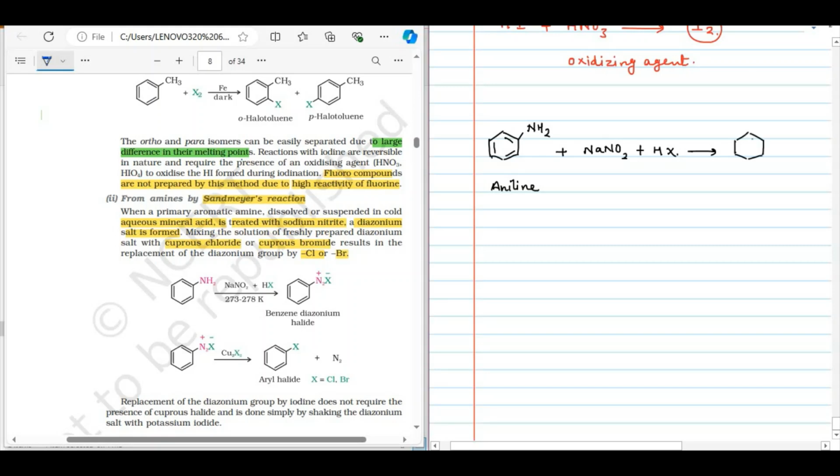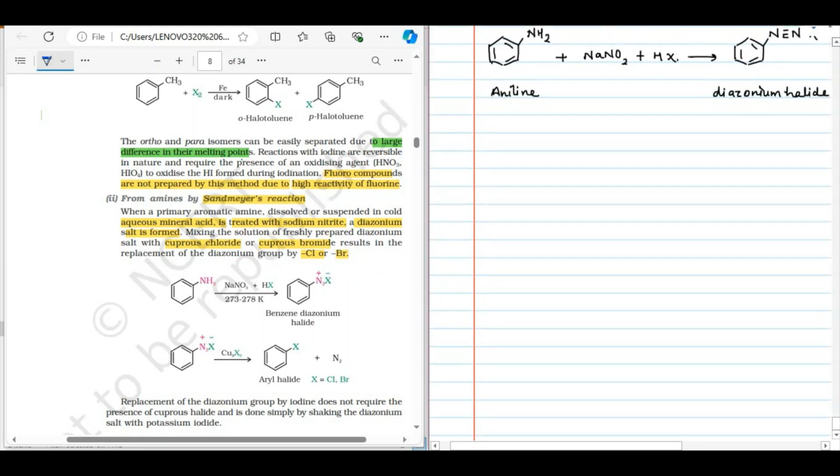So this is benzene to which N2 group is attached. Here there are two nitrogens, and as this nitrogen forms 4 bonds, it develops positive charge. To neutralize this positive charge, X negative ions are present. This group is called diazo group. Di means 2, azo means nitrogen. So this is diazonium halide.